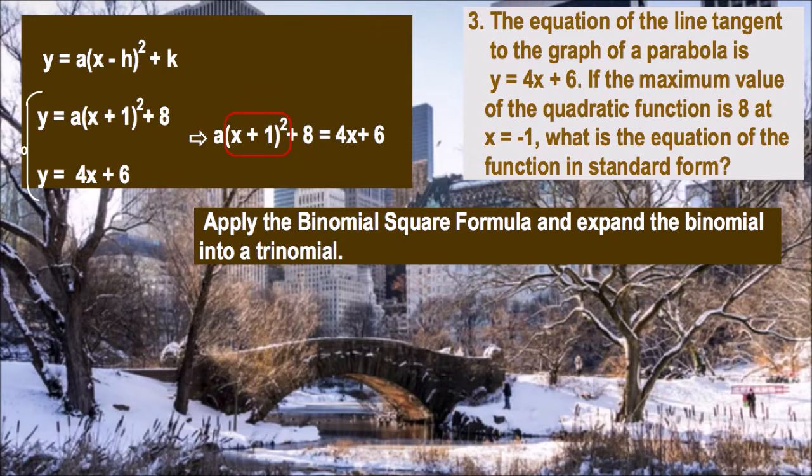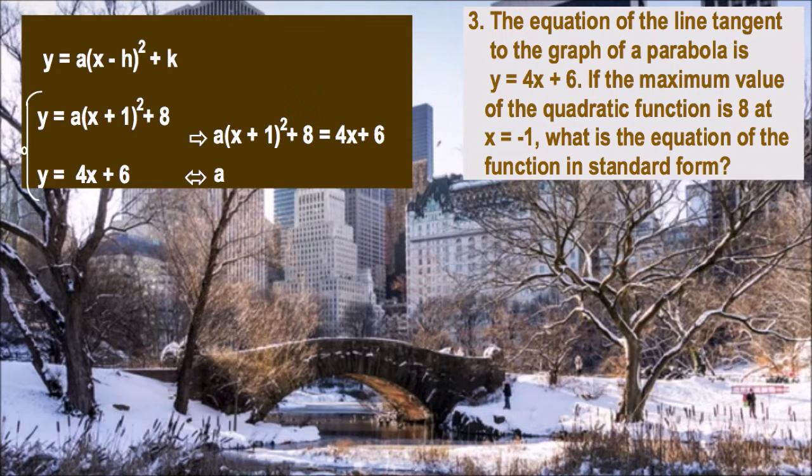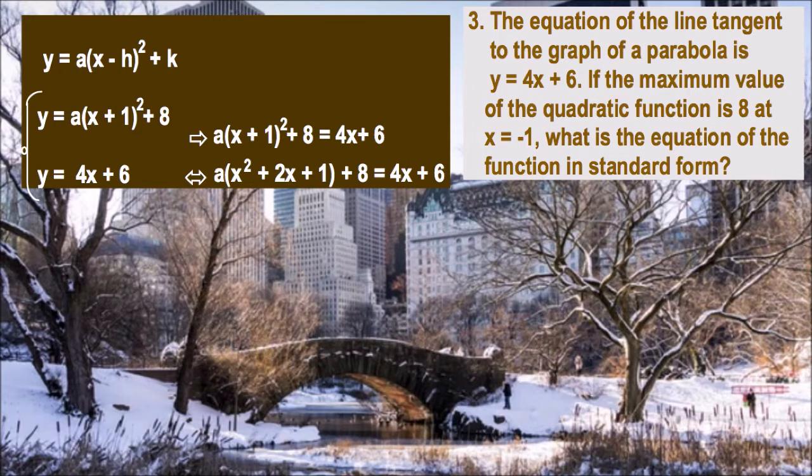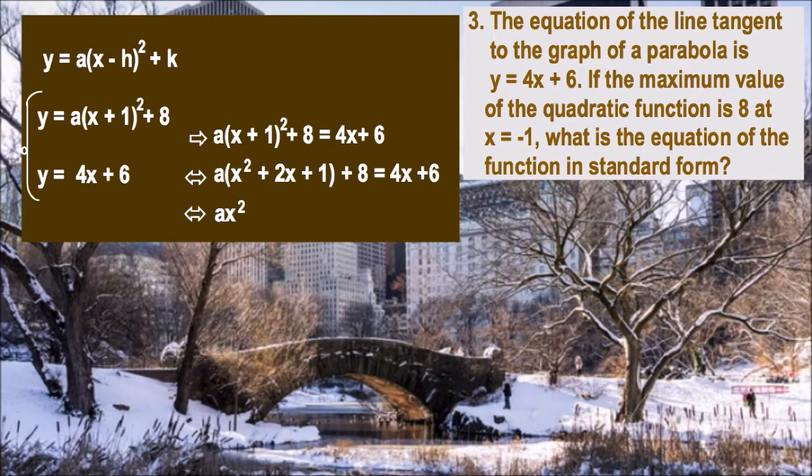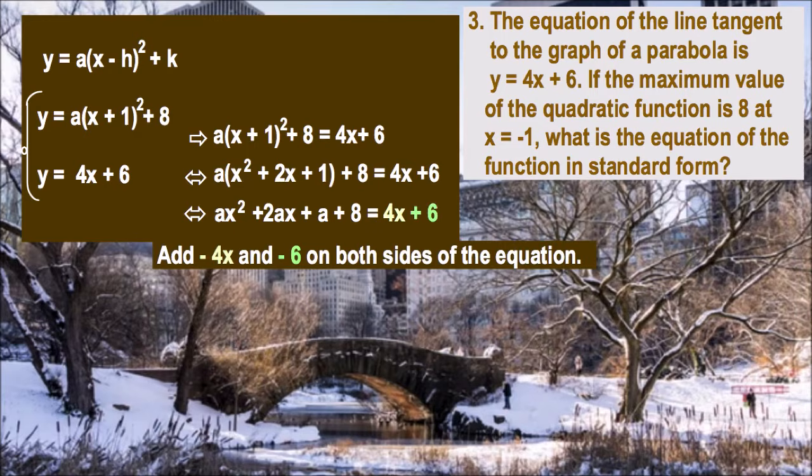Apply the binomial square formula to expand this binomial into a trinomial. So that's equivalent to a times the quantity x squared plus 2x plus 1, plus 8 equals 4x plus 6. Then we can apply the distributive property of multiplication over addition, which is equivalent to ax squared plus 2ax plus a plus 8 equals 4x plus 6.